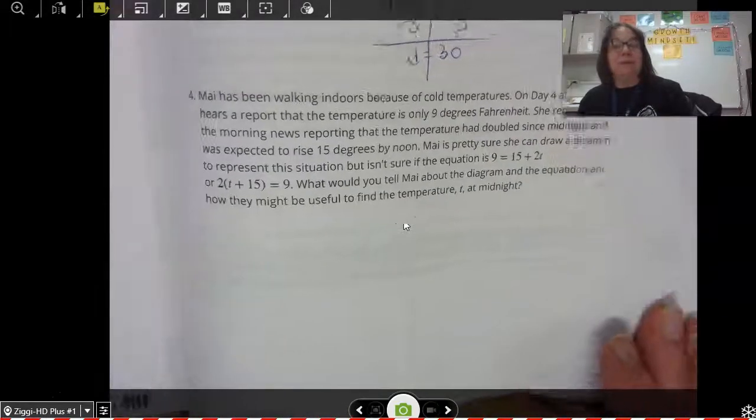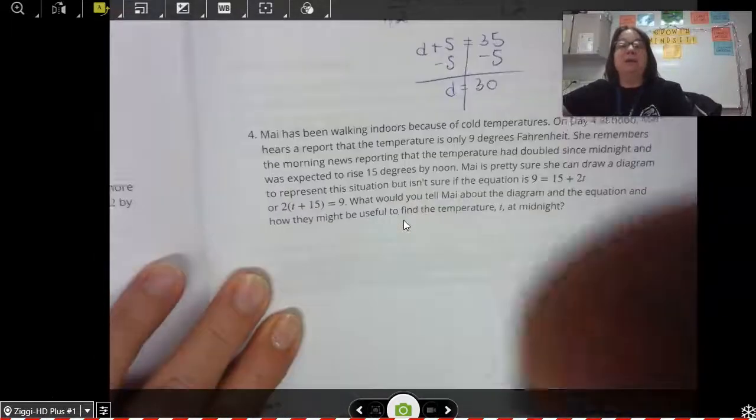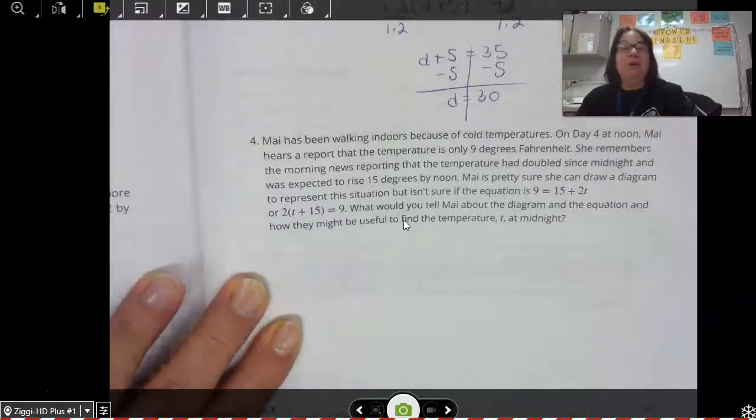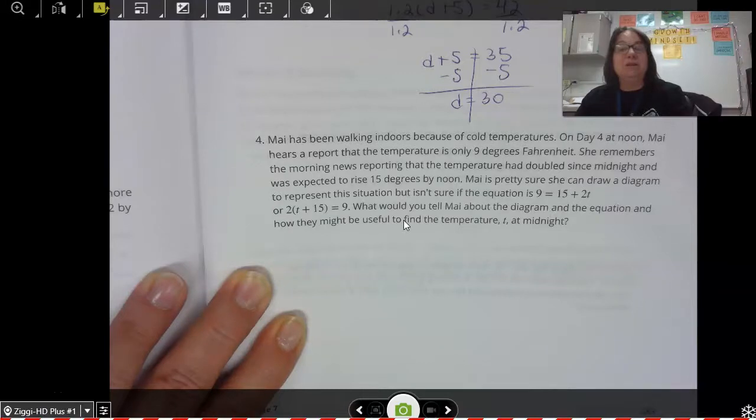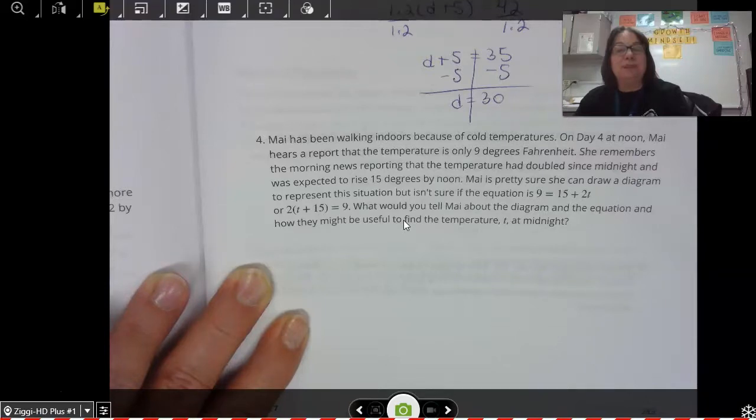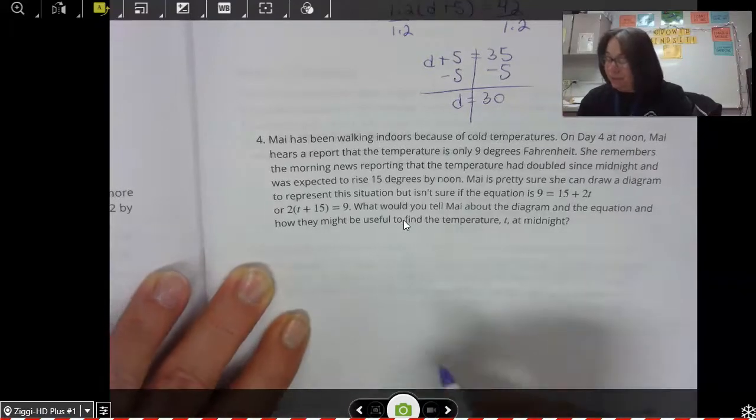Now, number 4. May has been walking indoors because of cold temperatures. On day 4 at noon, May hears a report that the temperature is only 9 degrees Fahrenheit. She remembers the morning news reporting that the temperature had doubled since midnight, and it was expected to rise 15 degrees by noon. May is pretty sure she can draw a diagram to represent this situation, but isn't sure if the equation is 9 equals 15 plus 2t, or 2 times t plus 15 equals 9. So let's look at drawing the equation.